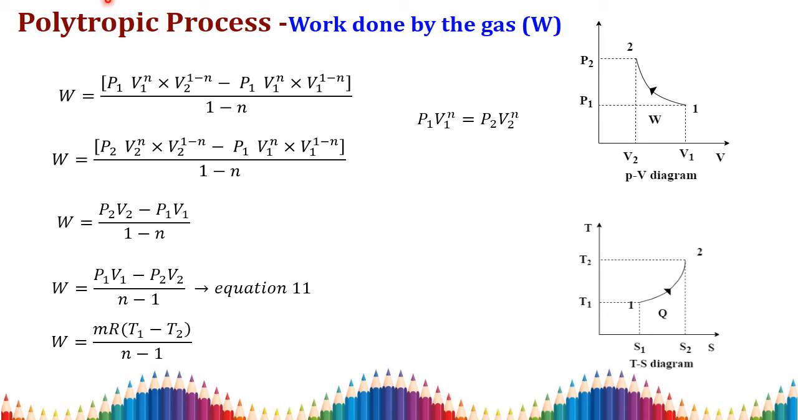As we know, the gas equation is PV equal to mRT. So work done is equal to mRT1 minus mRT2. In that, m and R are constant, so take them outside. You will get work done is equal to mR into (T1 minus T2) divided by n minus 1. So this is the work done equation for your polytropic process.